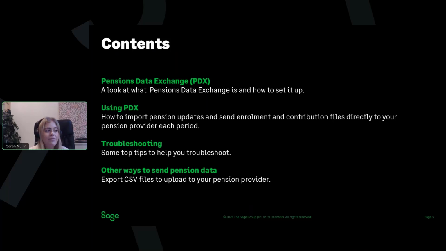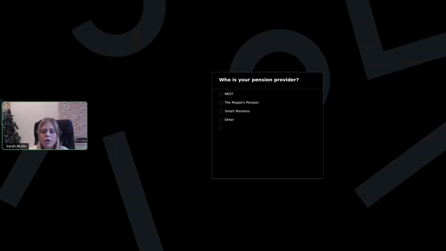Before we dive into the introduction, I do want to start with a quick poll, and I'll launch that on your screen now. You just want to select your answer and then hit submit. I'll give you around a minute or so just to submit that through. The question is, who is your pension provider at the moment? You'll see 4 options there. We've got Nest, the People's Pension, Smart Pension, or last option is other if it's none of the above.